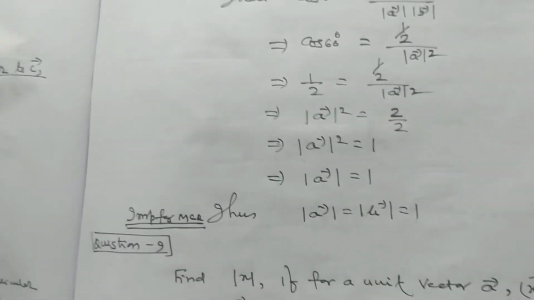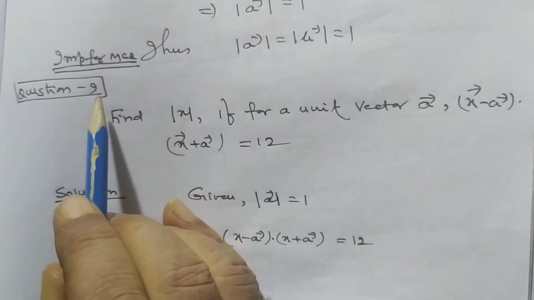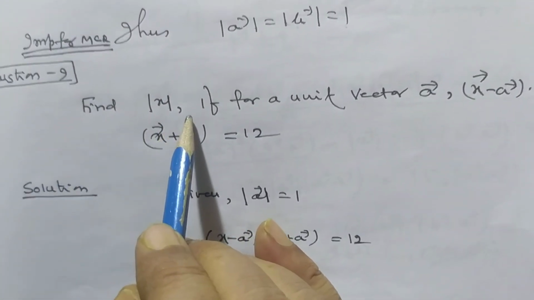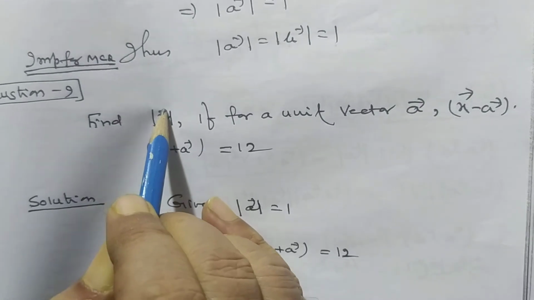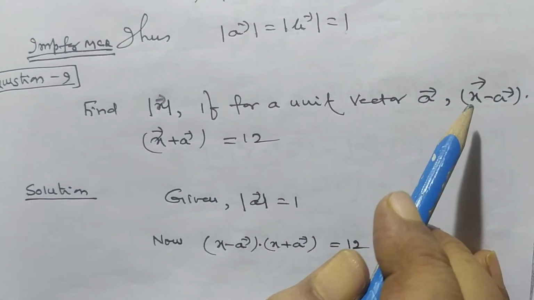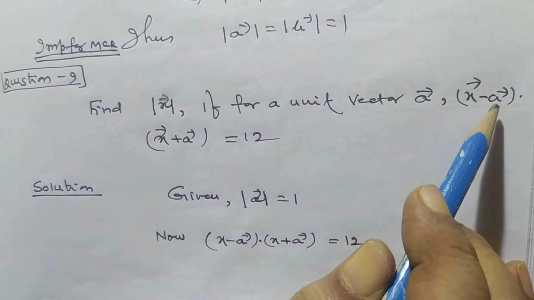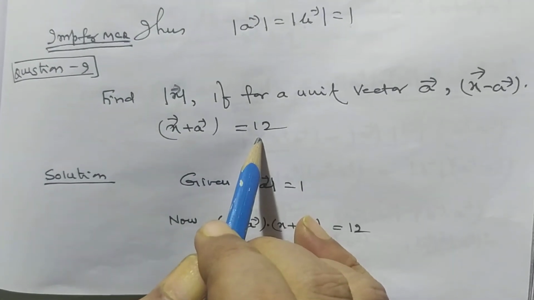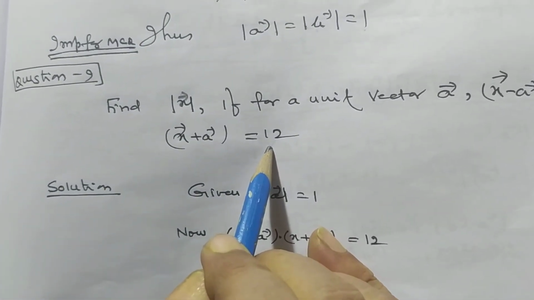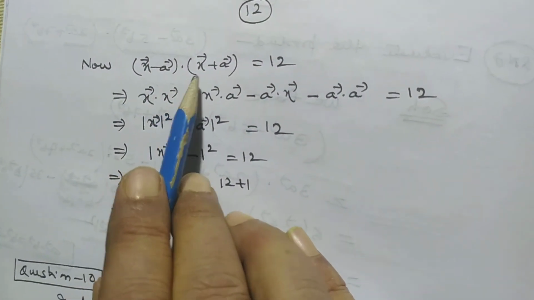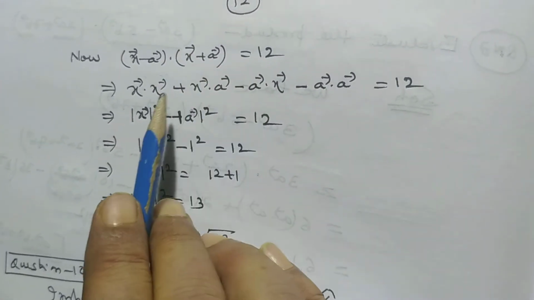Now I want to discuss problem number 9. Find the magnitude of x if, for a unit vector A, vector x minus vector A dotted with vector x plus vector A is equal to 12. So my dear student, now vector x minus vector A dot product with vector x plus vector A is equal to 12.